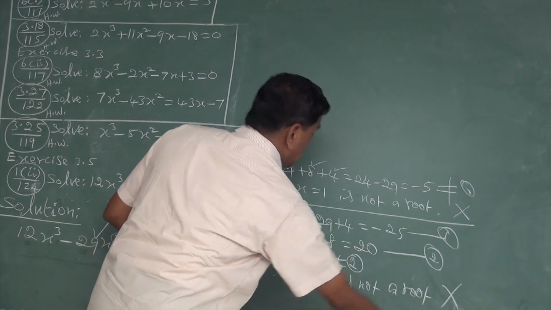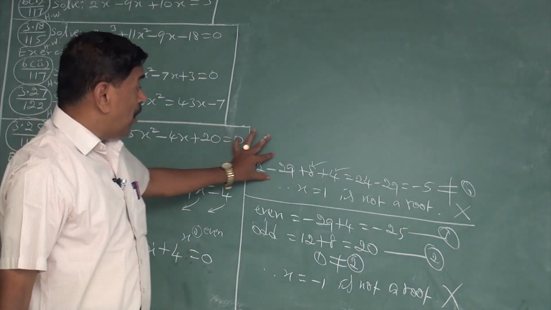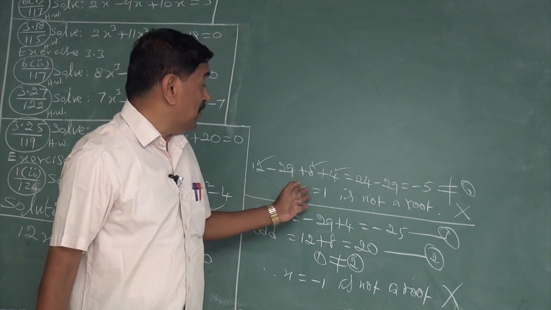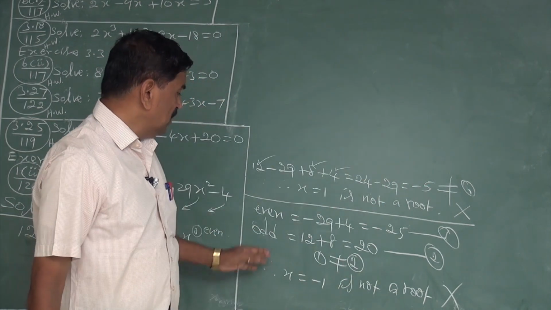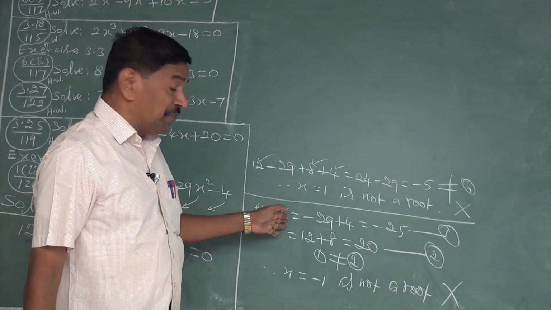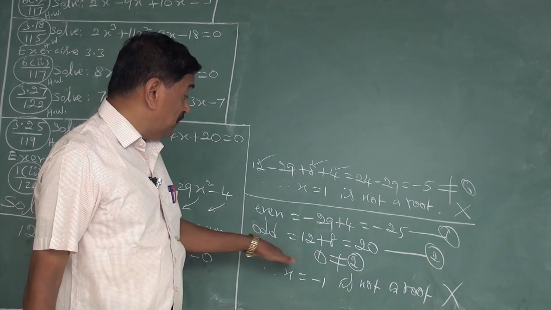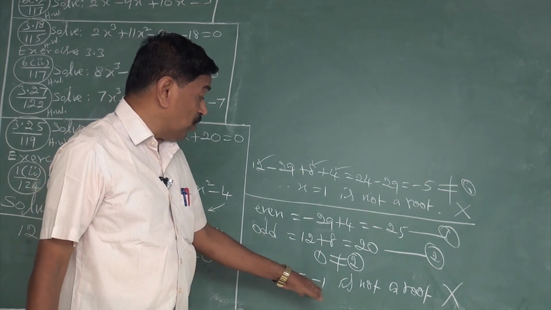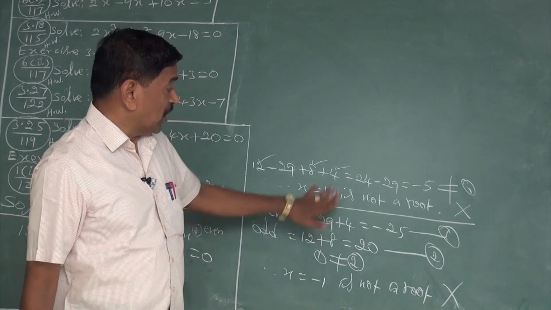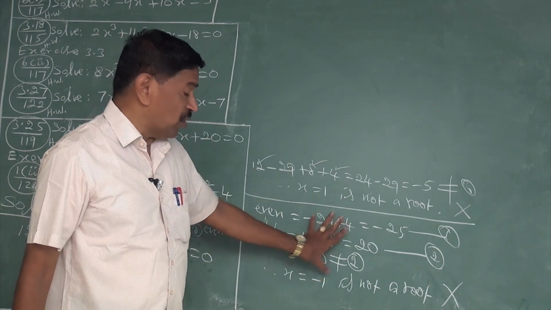So this is a failure. In the first step, the sum of all coefficients is not equal to 0, therefore x equal to 1 is not a root. The sum of coefficients of even powers is not equal to the sum of coefficients of odd powers, therefore x equal to minus 1 is not a root. That is, step 1 is a failure, and step 2 is also a failure.